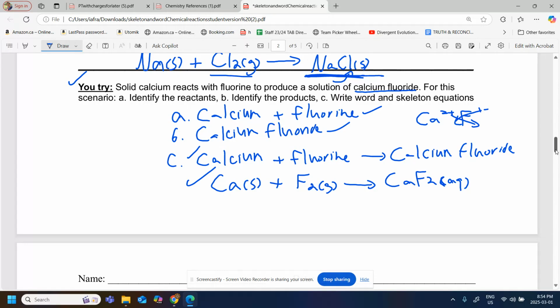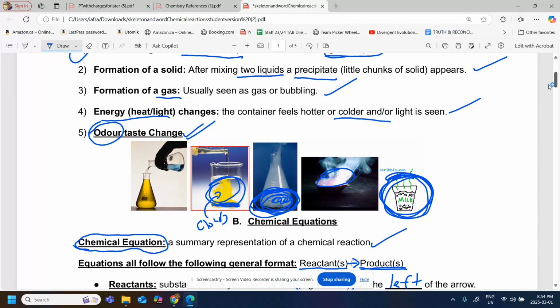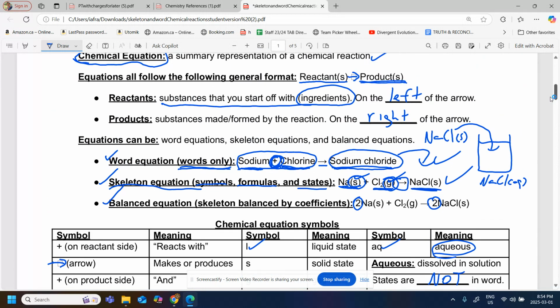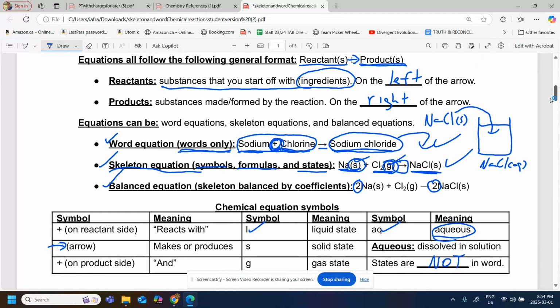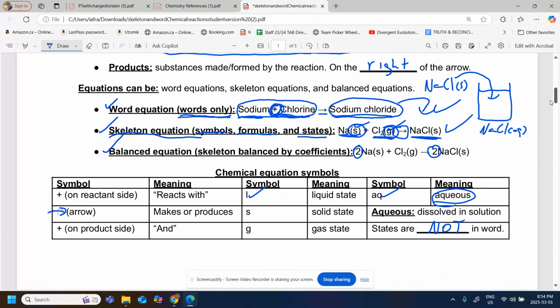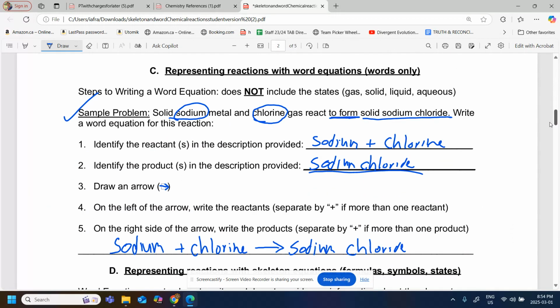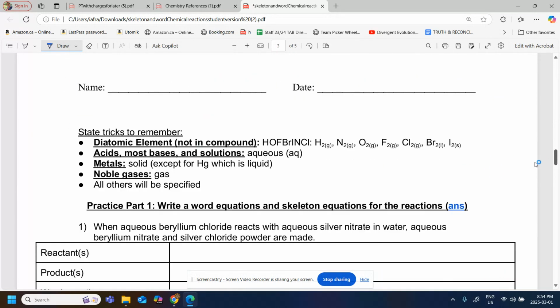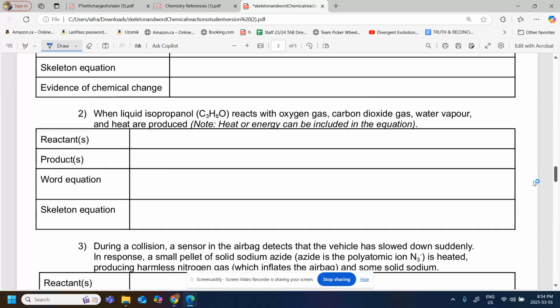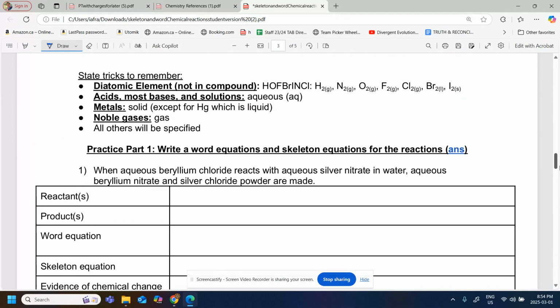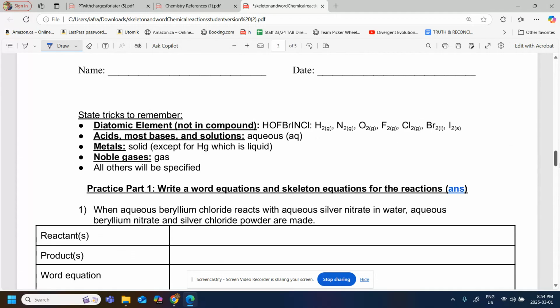So in this video, we saw how to pay attention to the evidence of chemical changes. We saw different types of chemical equations to use to represent chemical reactions. Those equations were word equations, skeleton equations, and balanced equations. We focused on word equations and skeleton equations in this lesson. Your practice problems are on the following few pages. There will be a video lesson to accompany it, but you can also take a look at your answer keys over here when you're doing these problems.